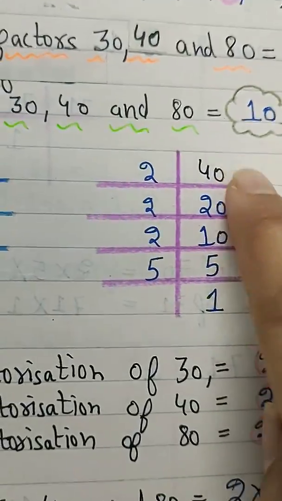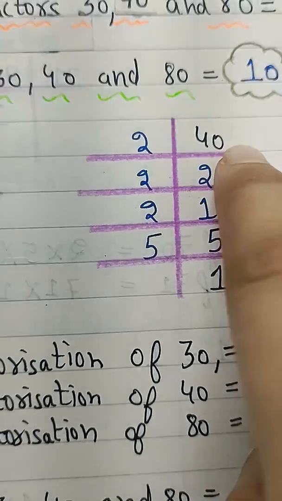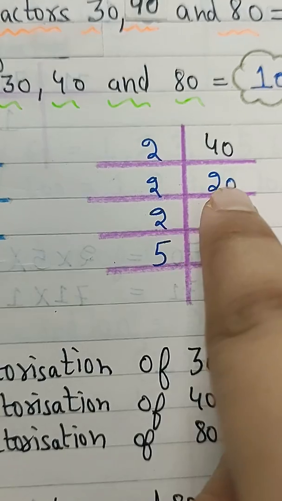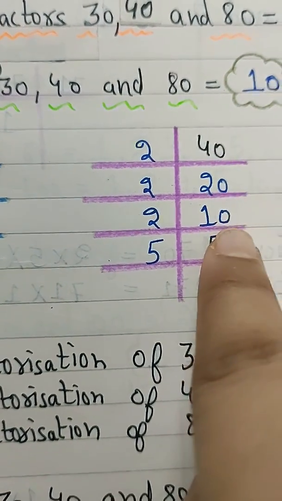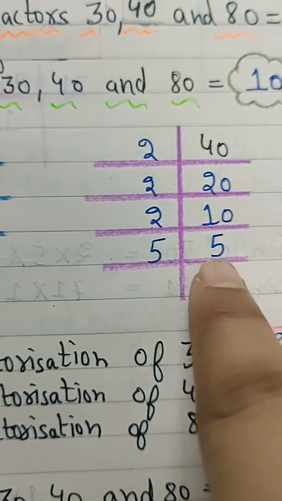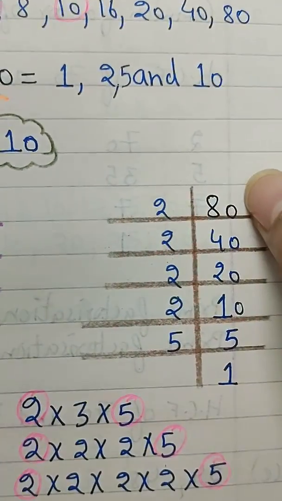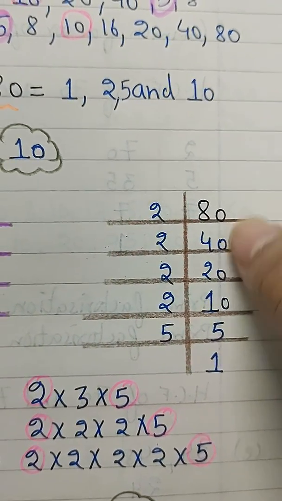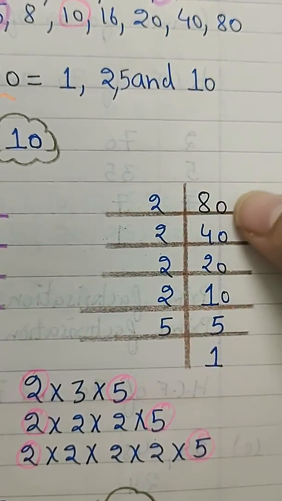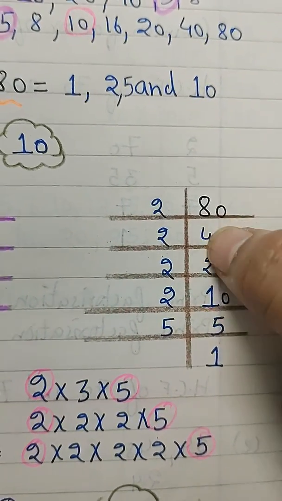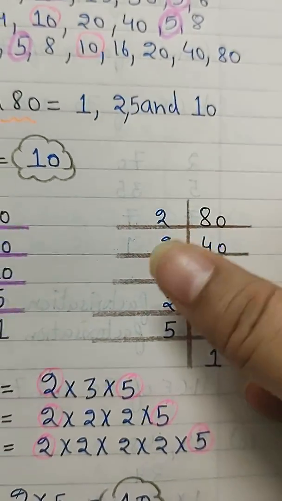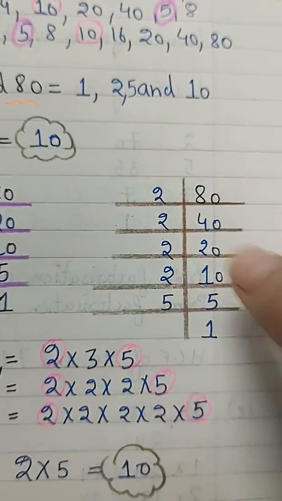Now next is 40, again it is divisible by 2 as it is having 0 at the last. 4 comes in the table of 2 at 2, 0 we are going to write as it is. 20 comes in the table of 2 at 10. Now 10 also comes in the table of 2 at 5, 5 comes in the table of 5 at 1. Now 80, again 0 at the last, so it will be divisible by 2. So 8 comes in the table of 2 at 4, 0 as it is, again 40 here. 4 comes in the table of 2 at 2, 0 as it is. 20 comes in the table of 2 at 10, 10 comes in the table of 2 at 5, 5 comes in the table of 5 at 1.